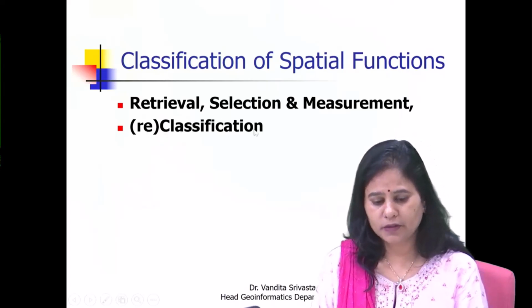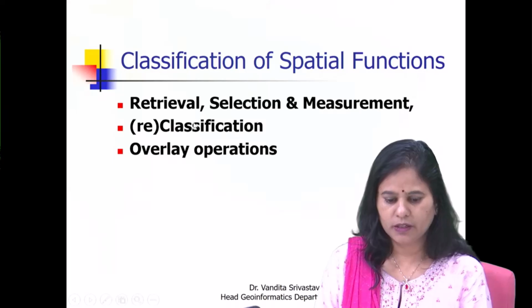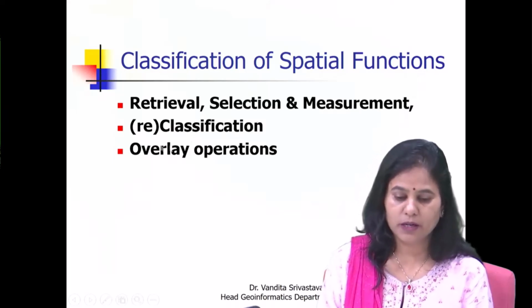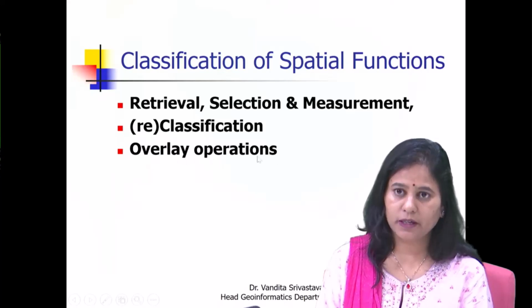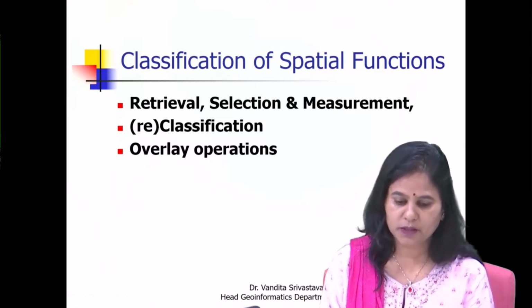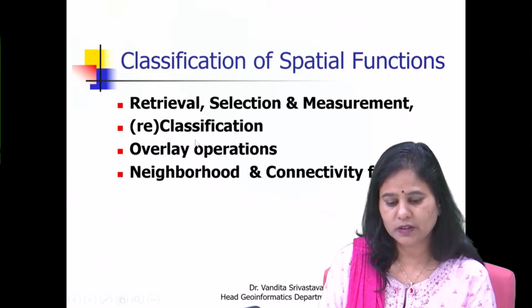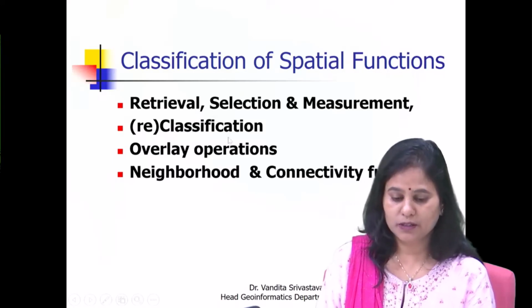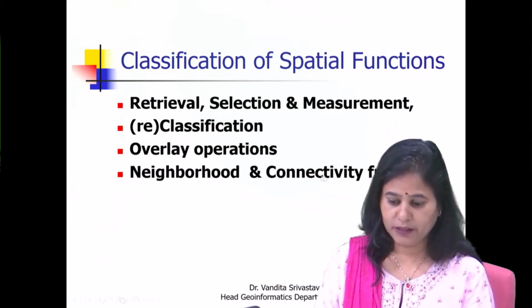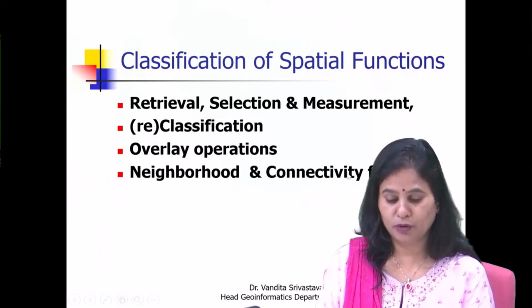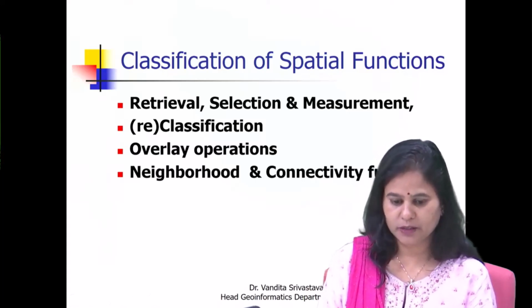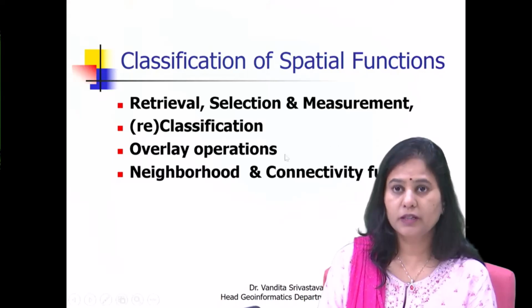But then there is also reclassification. In reclassification sometimes some merging may be required. In overlay operations, intersections take place, new topology is built. So overlay operations are a little more advanced, you can say a second step, than these retrieval, selection, measurement operations. These first 3 sets of operations do not consider neighborhoods, but this last category, neighborhood and connectivity functions, also considers the neighborhood of a feature or its surroundings. So we'll talk about these a little later.